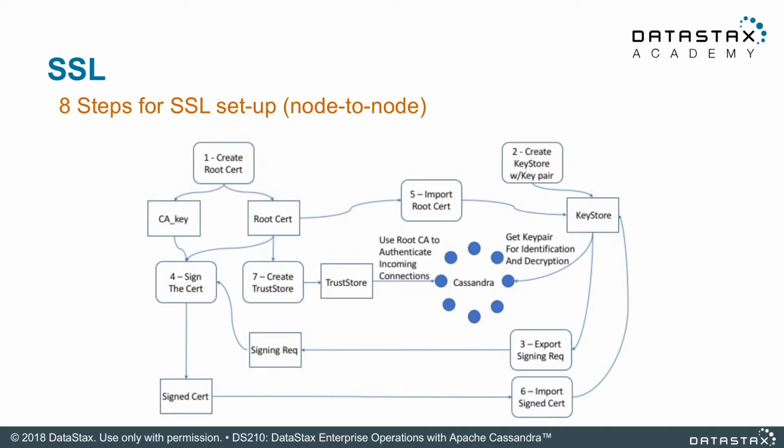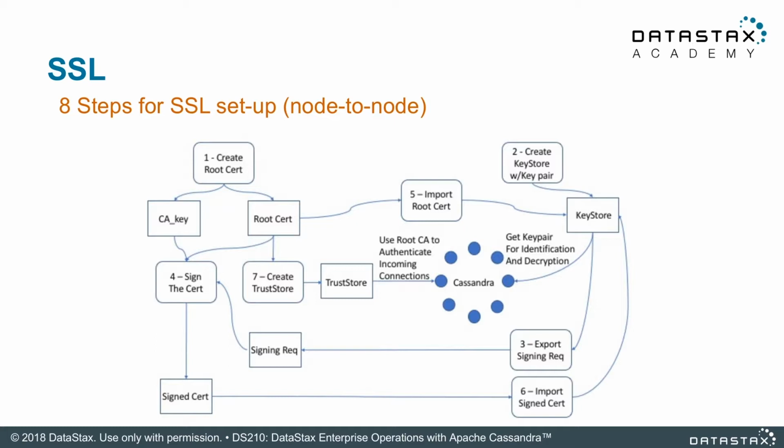The purpose of this process is to create two artifacts that Cassandra needs: a keystore containing a signed key pair and a truststore containing a root certificate authority, or CA. Cassandra nodes present the node's signed certificate from the keystore to prove they are part of the cluster, and nodes will use the truststore to authenticate the presented signed certificates from other nodes.